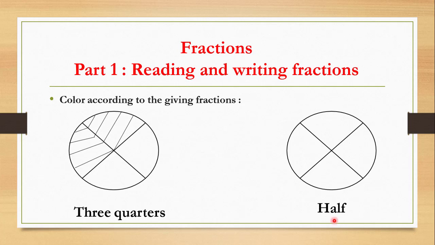Okay, here we have half. Half means 1 over 2. It means the colored parts are equal to the uncolored parts. So I'll color only 1. Okay, so here I colored 3 parts because I have 3 quarters. 3 quarters means 3 parts are colored out of 4, 3 over 4. Here half, so I colored only 1. The colored parts are equal to the uncolored parts. So half means 1 over 2.